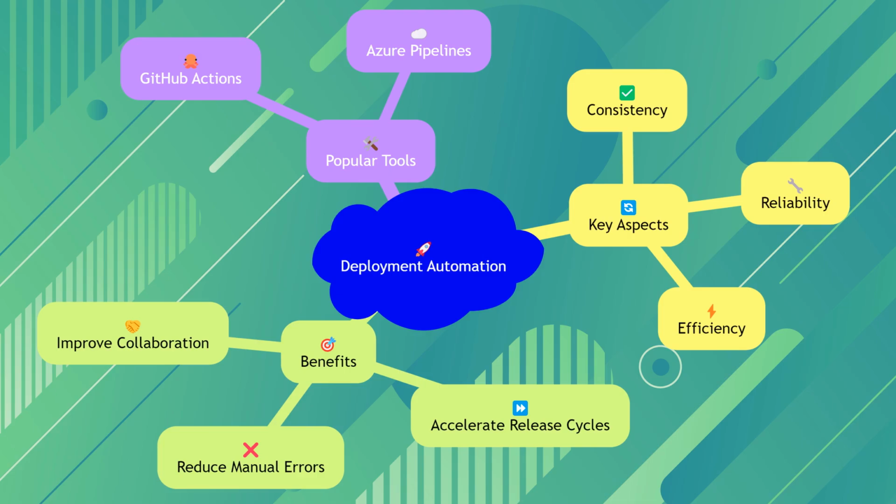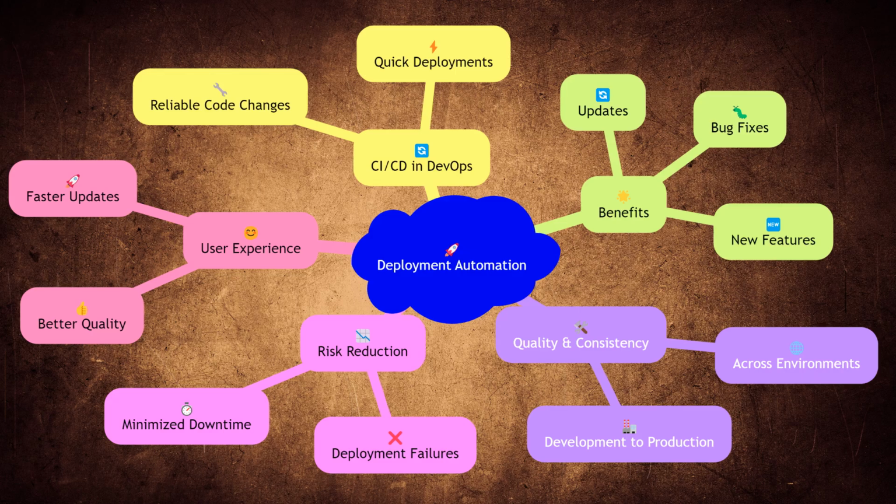and Azure Pipelines. Deployment automation is essential for achieving continuous integration and continuous deployment, CI/CD, in DevOps. It allows teams to deploy code changes quickly and reliably, ensuring that new features, bug fixes, and updates reach users without delay. Automated deployments also enable teams to maintain a high level of quality and consistency across different environments, from development to production. This reduces the risk of deployment failures and minimizes downtime, ultimately leading to a better user experience.